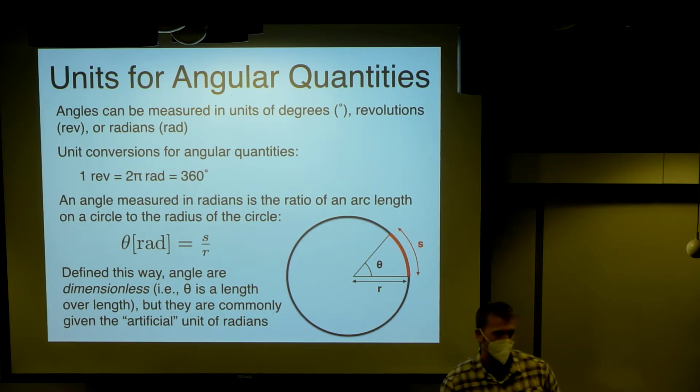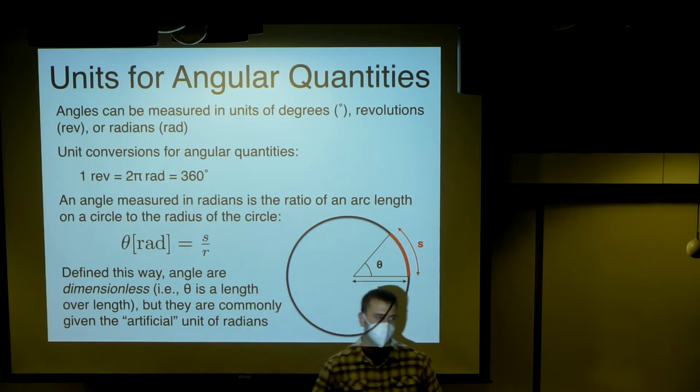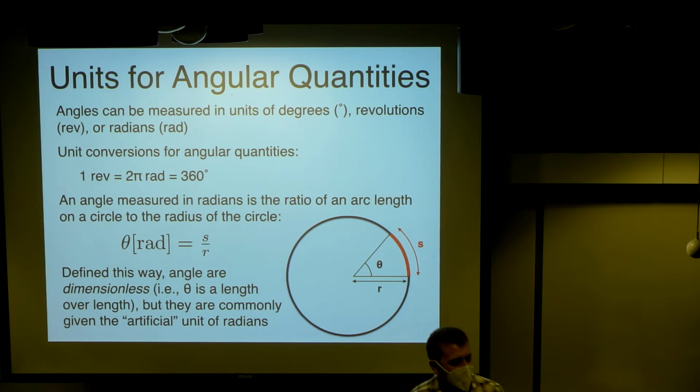Okay? So everyone's probably familiar with degrees. We know there are 360 degrees in a full circle. Radians, we know there are 2 pi radians in a full circle, but you may need some reminding about where this unit of radians actually comes from, so we'll get into that. And then revolutions, that's pretty straightforward. Just how many full times do we go around the circle?